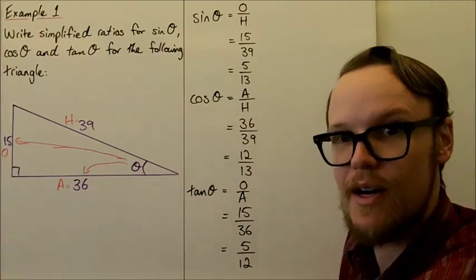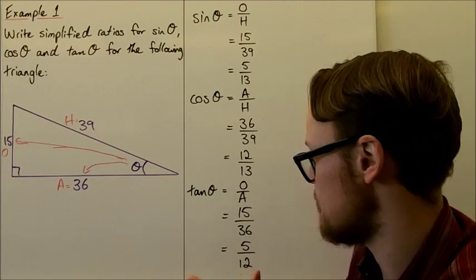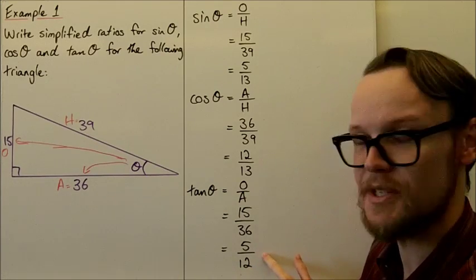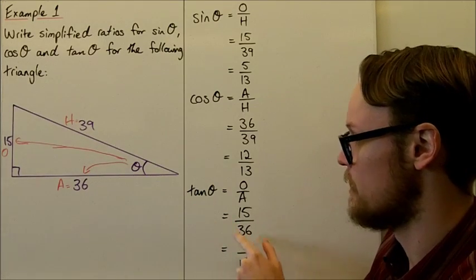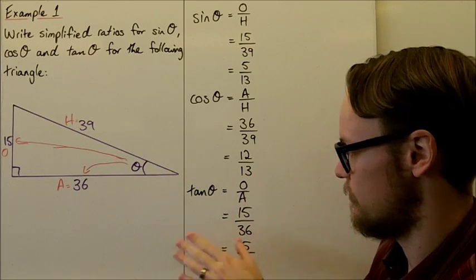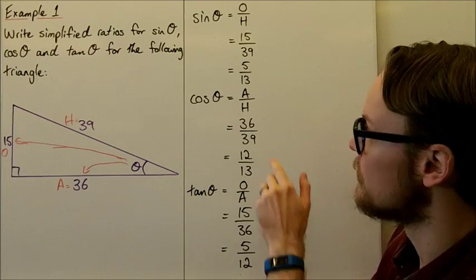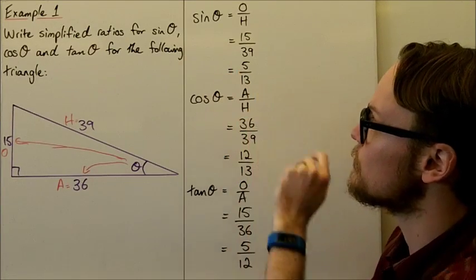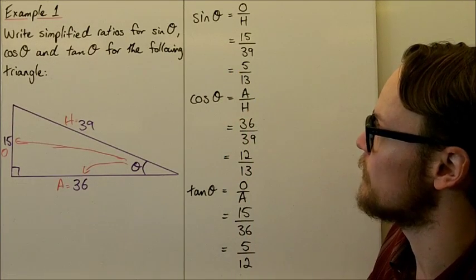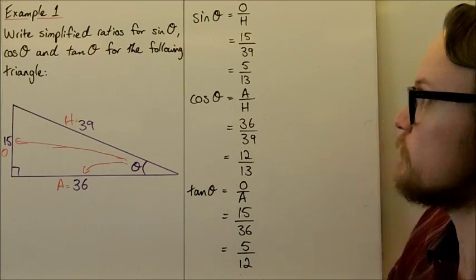So even if this triangle doubled its size, if all of the angles remain the same, that ratio would still be the exact same. So the tangent ratio would still be 5 over 12 for this triangle. The cosine would be 12 over 13, and the sine ratio would be 5 over 13.